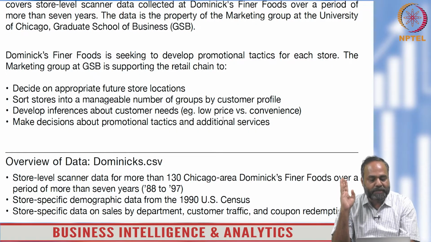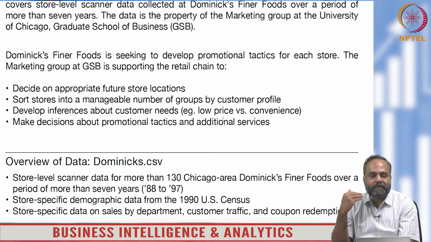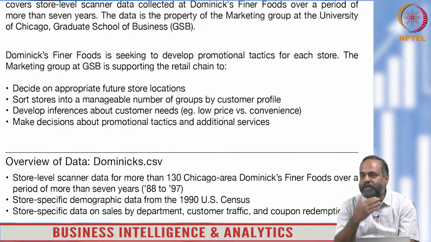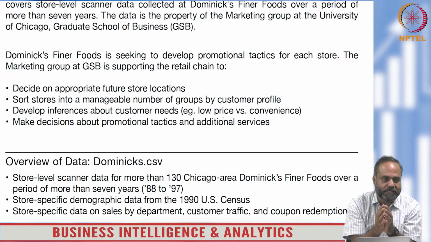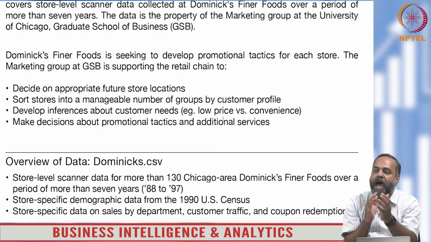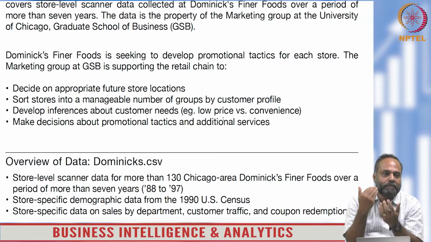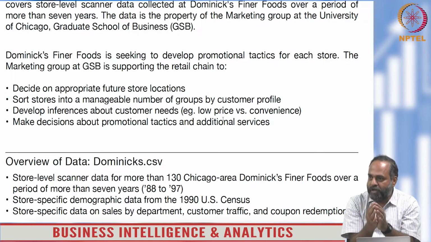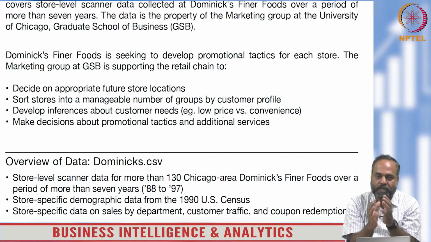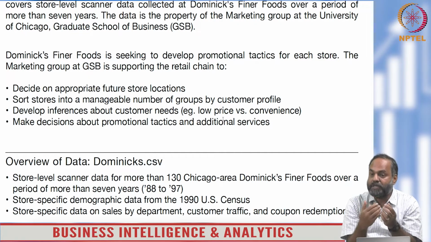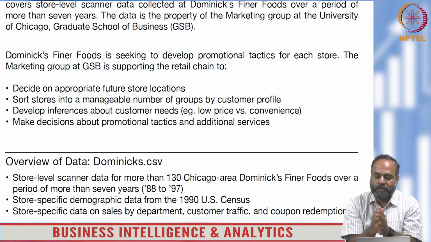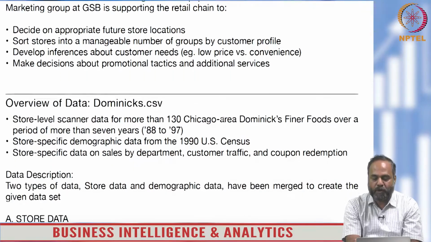And the fourth objective, make decisions about promotional tactics and additional services. So essentially the organization is saying, we cannot personalize, we cannot manage every customer's need, okay. That is personalization, but we can actually group stores into certain clusters and look at what are the common characteristics, and then probably develop promotional tactics for a group of stores which are alike, okay. So that is the plan, so that you do your promotions in the most efficient way, okay. So that is the business problem here, okay.